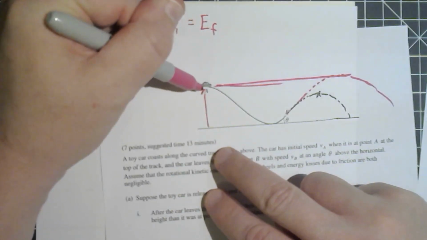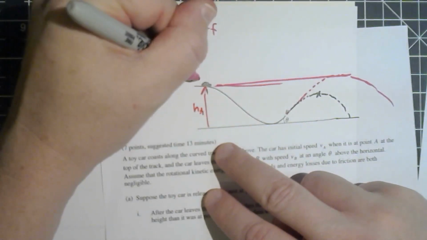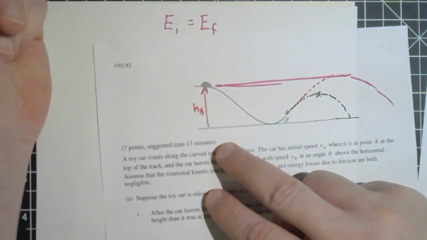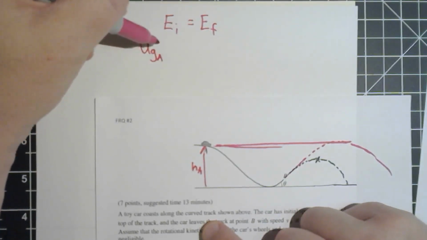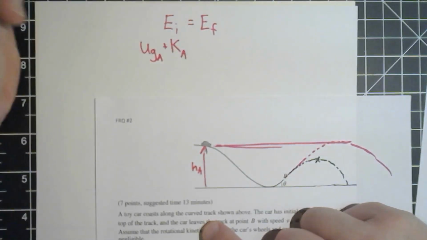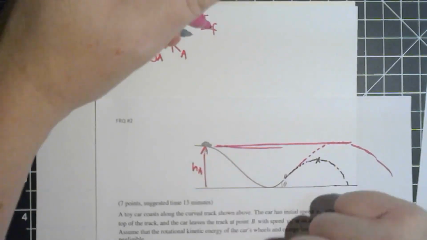Well, it's got some height. I'll call that H_A. It's got some initial height, but it's also got some initial movement, so it's got some kinetic energy. So our initial energy types are gravitational and kinetic. I'll put a little subscript A here to indicate that we're at the beginning point.